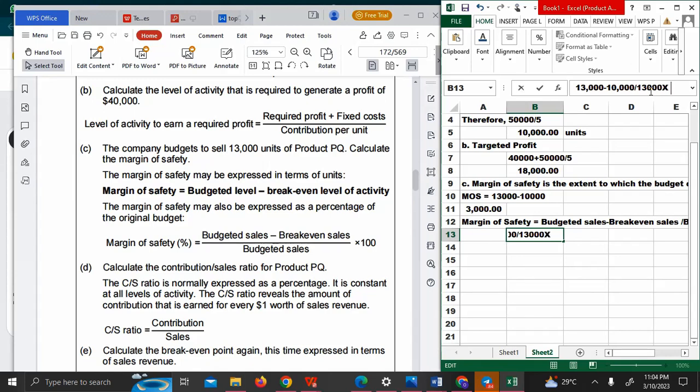So that 13,000 is the budgeted ABI? Yes. So budgeted sales in unit minus BEP in unit. Why are you dividing by 13,000 again? Because that's the budgeted sales. So I'm looking at the MOS percentage, the margin of safety percentage. So that's 3,000 divided by 13,000, abi? Exactly. Times 100.